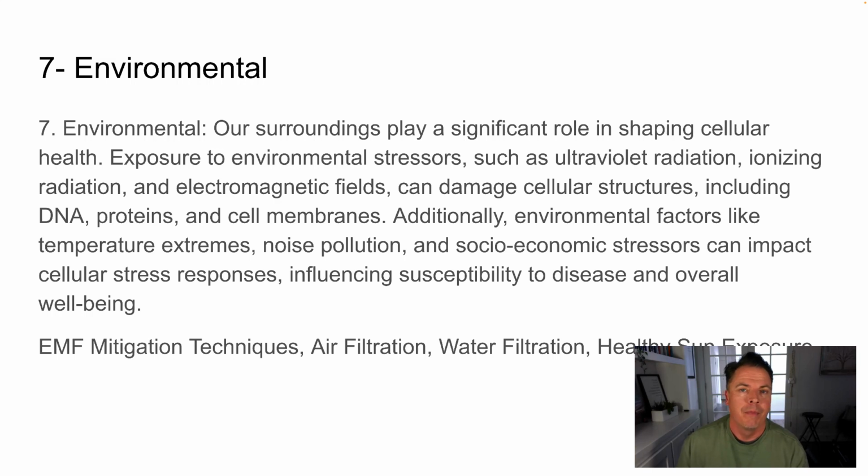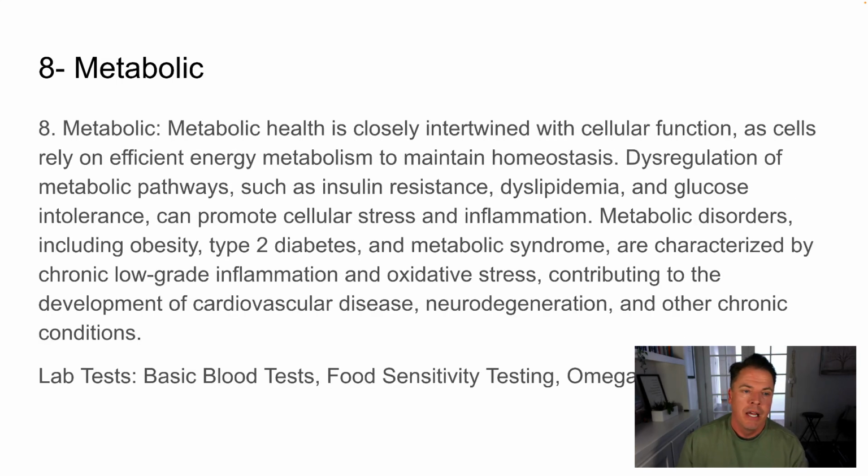So those are the things you need to look at when it comes to environmental. Lastly is metabolic. When your health gets bad enough, then you're going to have some dysregulation of metabolic pathways, such as insulin resistance, dyslipidemia, which is having your lipid profiles off. Glucose intolerance is a huge one. Some people call that insulin resistance, I like to call it glucose resistance. All these can promote cellular stress, increase inflammation, and all of them can actually be reversed if you're doing the right things with your food and with exercise. So some lab tests to consider are your basic blood tests, food sensitivity testing, omega-3 to 6 ratios. All of these play key factors in this process, so you want to pay attention to those.